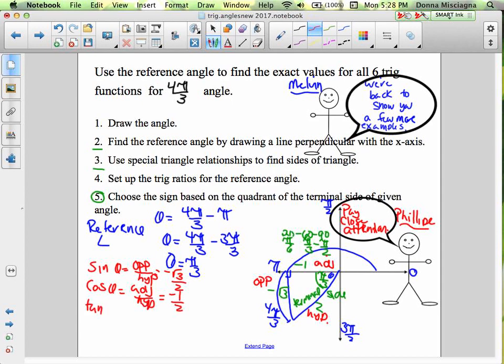Tangent theta is going to be the opposite over the adjacent. So that'll be, let me write that down, opposite over adjacent. So that's going to be negative square root of 3 over negative 1. That's just the square root of 3.